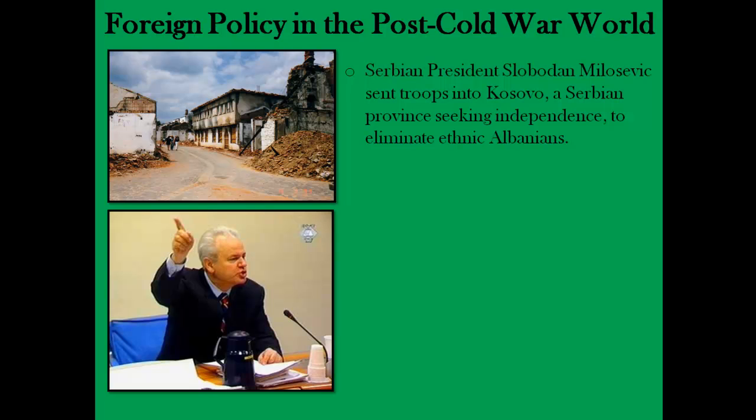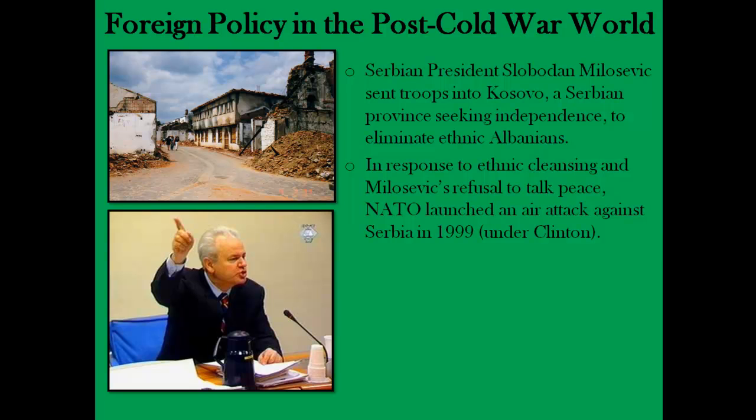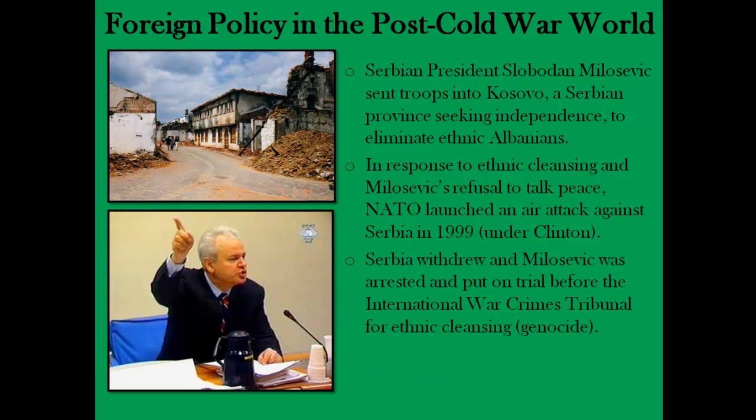Slobodan Milosevic was the president of Serbia. He sent troops into the province of Kosovo when that province was seeking independence. His goal was to eliminate ethnic Albanians. In response to the killing of hundreds of thousands of ethnic and religious minorities, or ethnic cleansing, and Milosevic's refusal to talk peace, NATO launched an air attack against Serbia and Milosevic in 1999. And eventually Serbia would be forced to withdraw and Milosevic arrested, and he would be put on trial before the International War Crimes Tribunal for genocide. The Kosovo War is an example of a war waged in the post-Cold War era for humanitarian reasons.